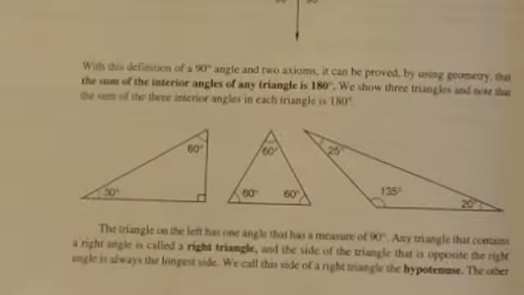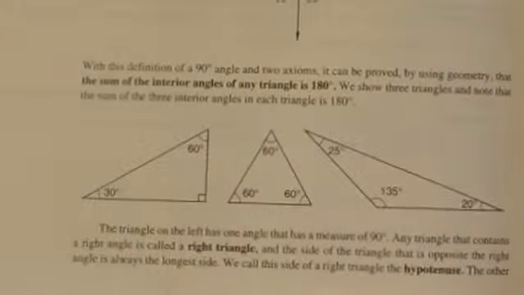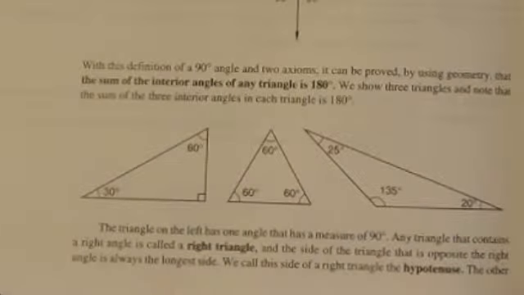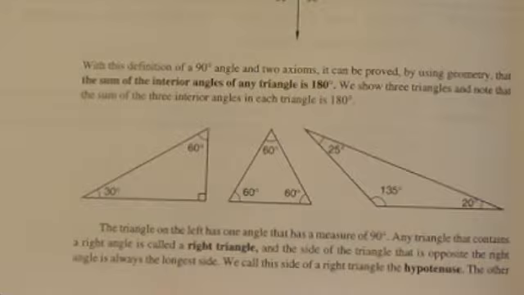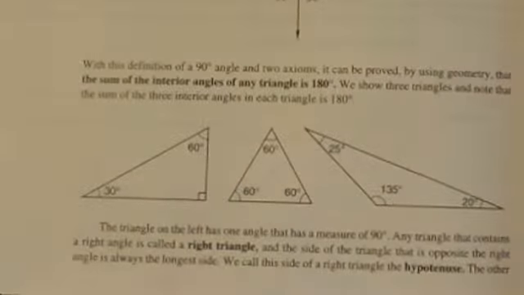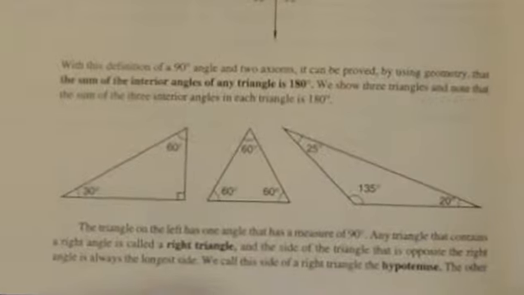Okay? A 90-degree angle is called a right angle, and any triangle that contains a right angle is called a right triangle. So this is a right triangle. In every right triangle, the side opposite the right angle is the longest side, and we call that side the hypotenuse. Hypo means under, and tenon means to stretch. So hypotenuse means to stretch under.